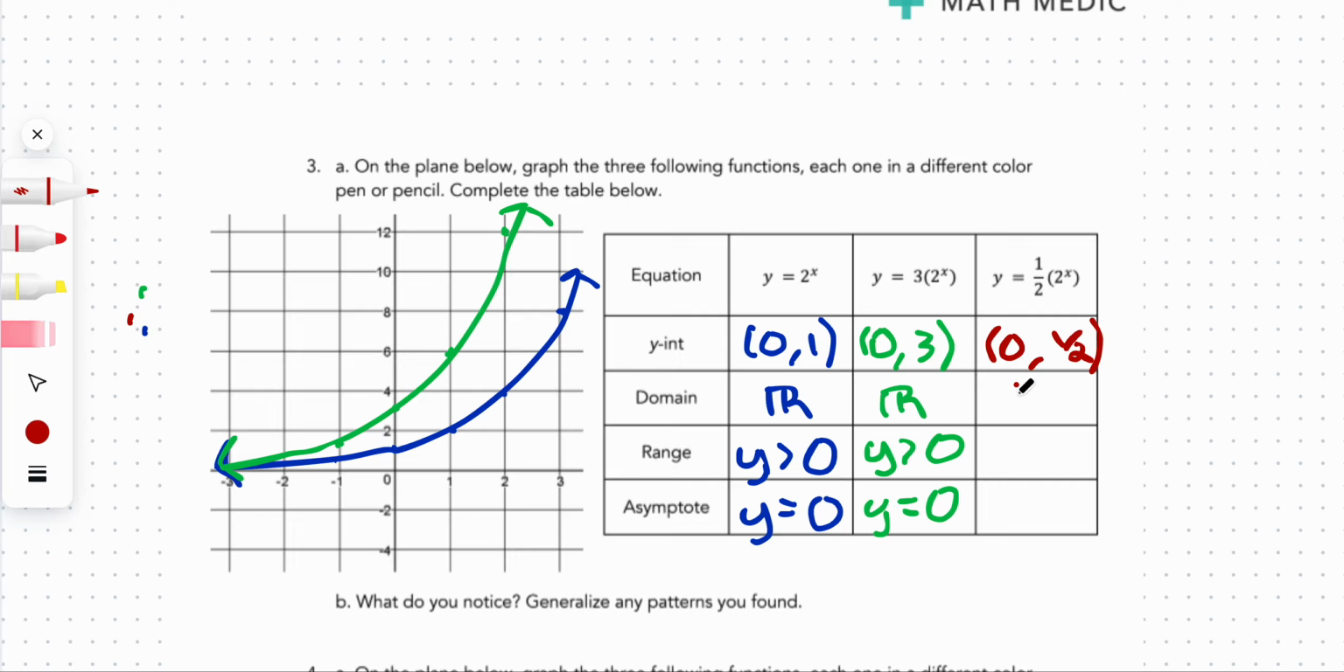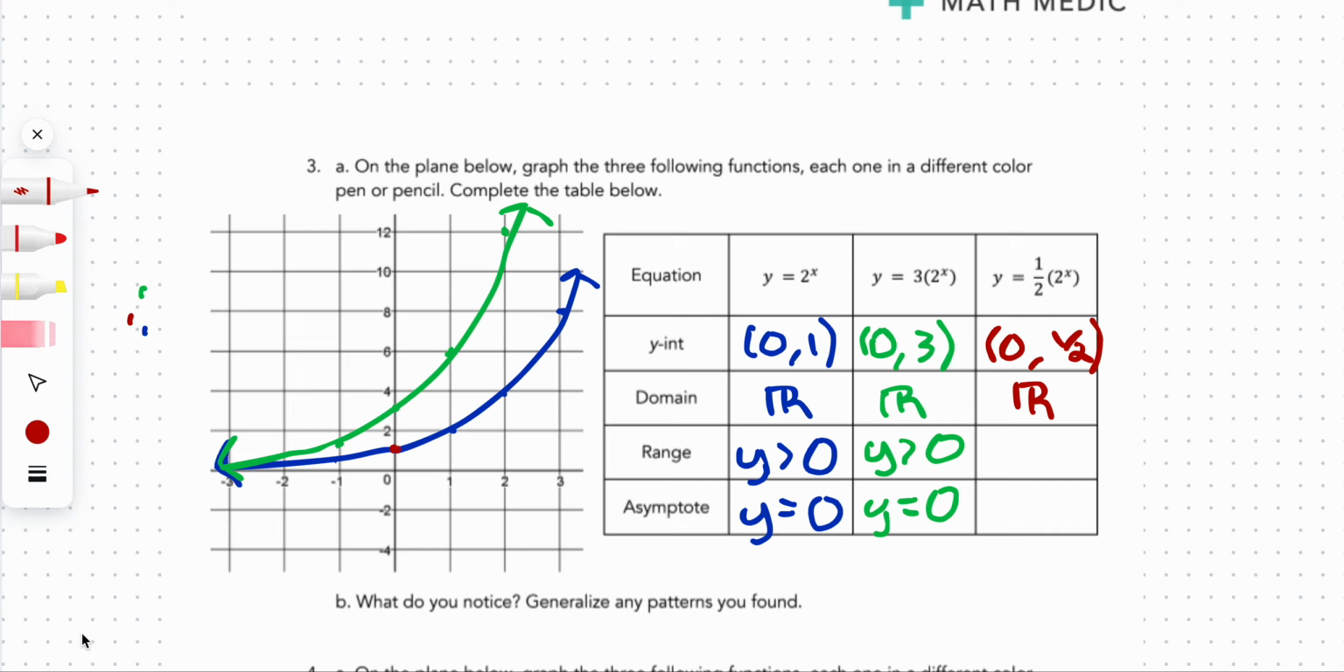Okay, domain all real numbers. Any exponential function can have all real numbers for its domain. Now let's start plotting this to find our range. We have 0, 1/2. We start here. And then let's plug in 1 for x. 2 to the first power is 2 times 1/2. That's 1.